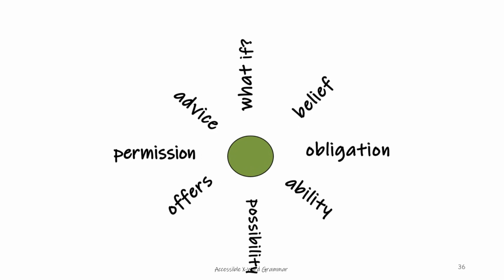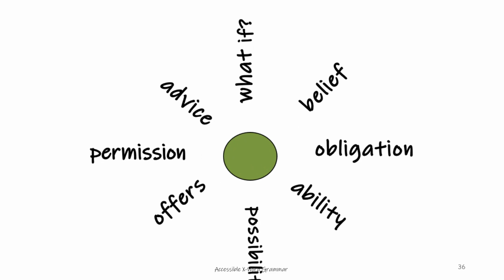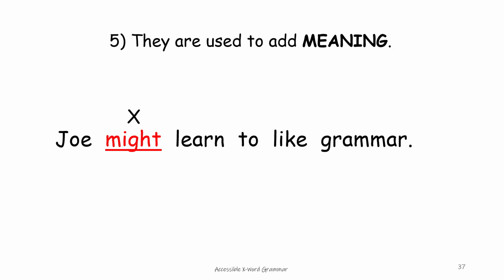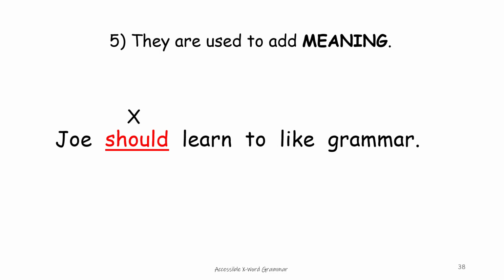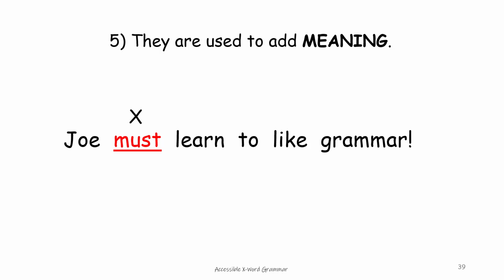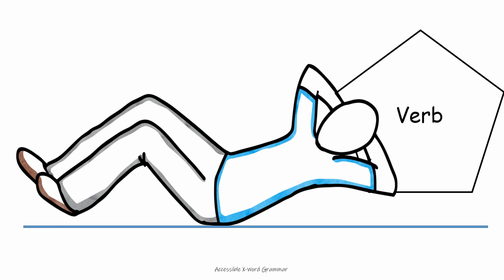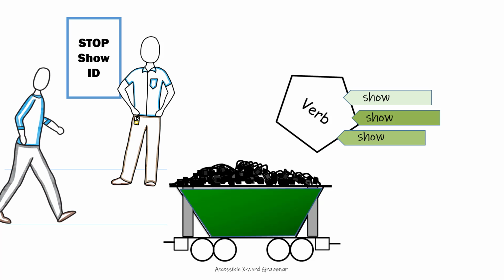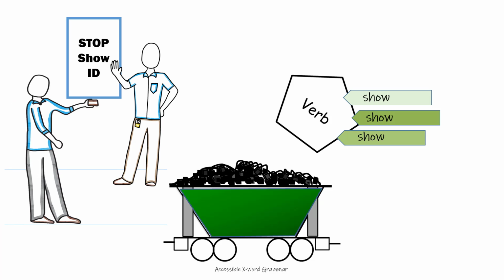And they can be used to add meaning. Joe might learn to like grammar. Joe should learn to like grammar. Joe must learn to like grammar. Compared to our X words, our main verbs are quite lazy. Their only job is to name the action, like show, and change their form to whatever the X word wants.